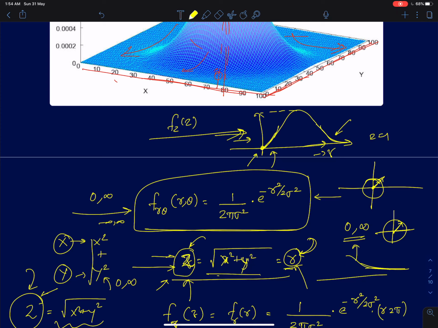Okay, so the function should look something like this. This is what we should guess. It should be 0 at the origin, 0 at infinity as well. So it's obviously not a Gaussian. When you square and add and then take a square root, the resulting function is not going to be a Gaussian, obviously. So we'll see what that function is.